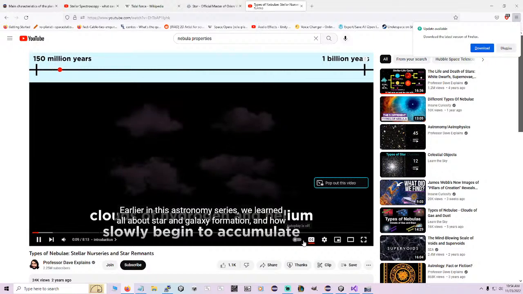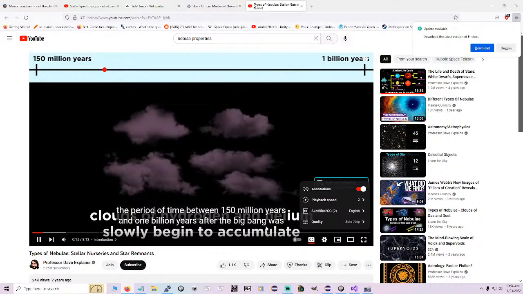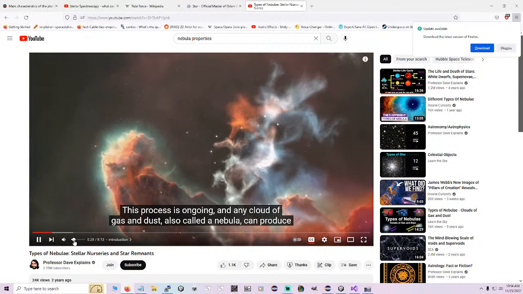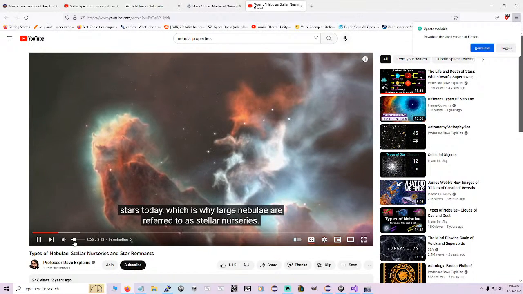We learned all about star and galaxy formation, and how the period of time between 150 million years and 1 billion years after the Big Bang was the period in which hydrogen and helium turned into the first generation of stars all over the universe. This process is ongoing, and any cloud of gas and dust, also called a nebula, can produce stars today, which is why large nebulae are referred to as stellar nurseries.